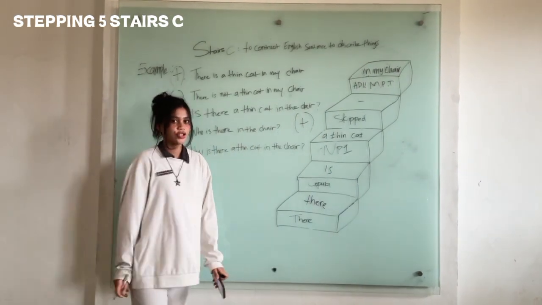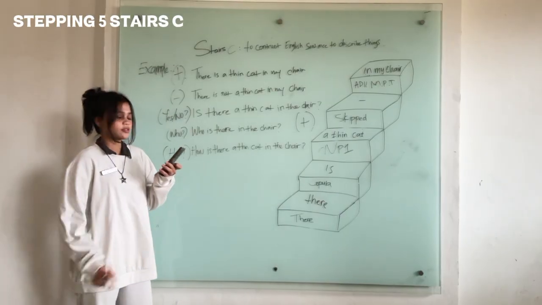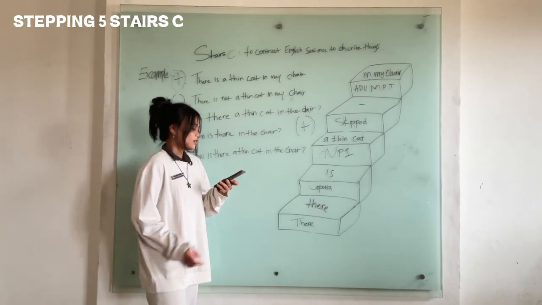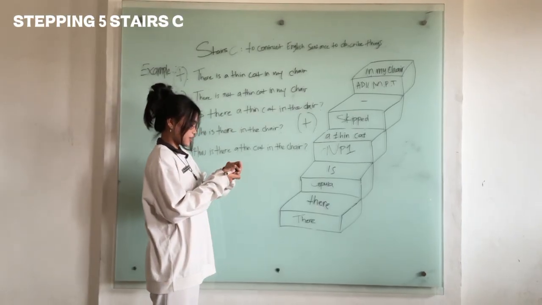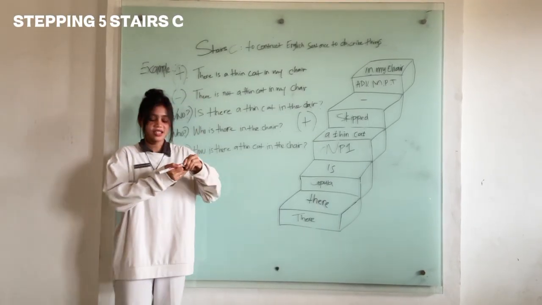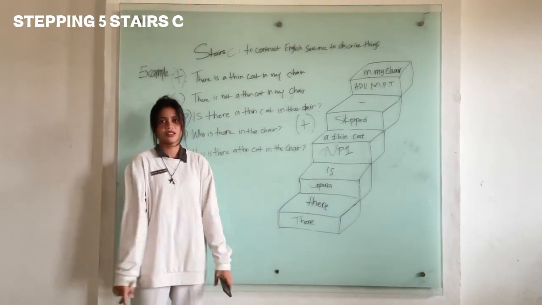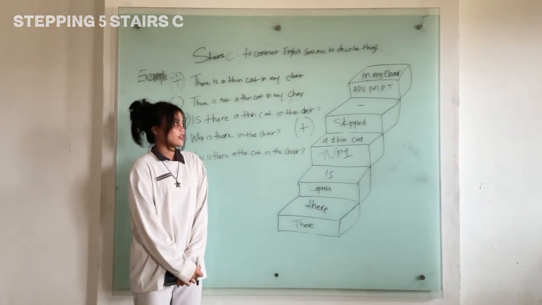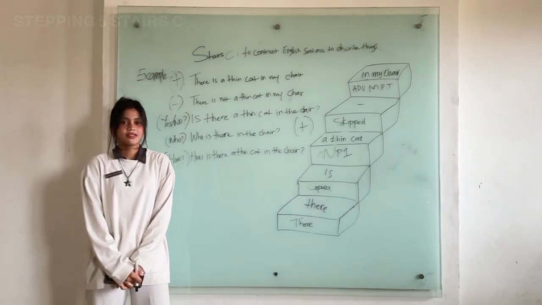So here is the example of how to use the stepping 5 stairs C. I suggest you use these stair tips to make it easier instead of using the traditional way. I think that's all for my explanation.